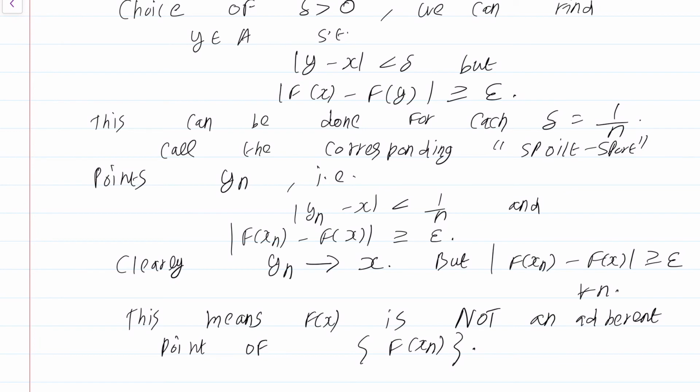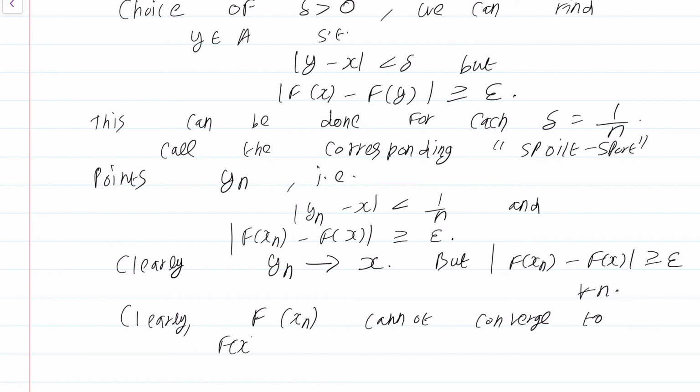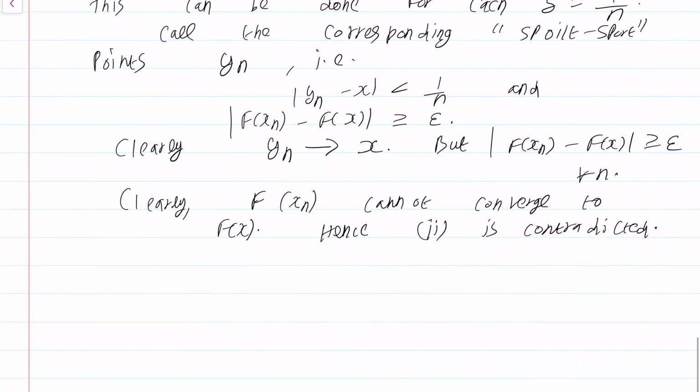Okay, just a moment. I got ahead of myself. I tried to prove 1 from this. Well, I don't want to prove 1. I want to prove 3. But clearly, f of xn cannot converge to f of x. I tried to contradict 1. In fact, 1 is contradicted, but I want to prove that 2 is contradicted. That's also good enough. Clearly, f of xn cannot converge to f of x. Hence, 2 is contradicted. Hence 2 implies 3.